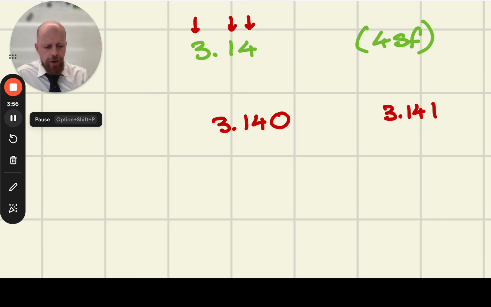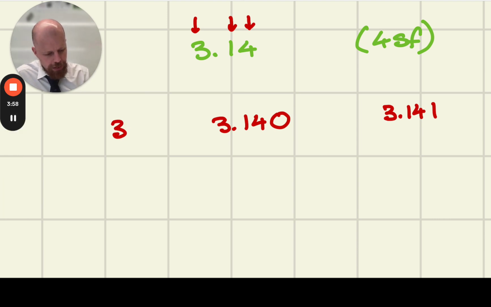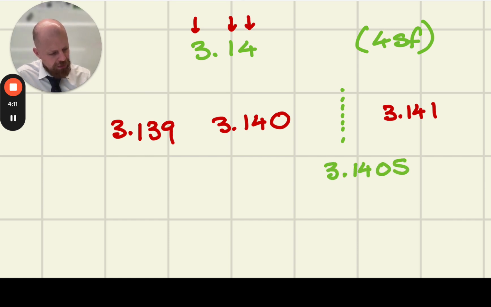And the number below it is 3.139. Now, the upper bound is directly between these two, so that would be 3.1405. And the lower bound is directly between these two, which is 3.1395. That's the lower bound, and that's the upper bound.